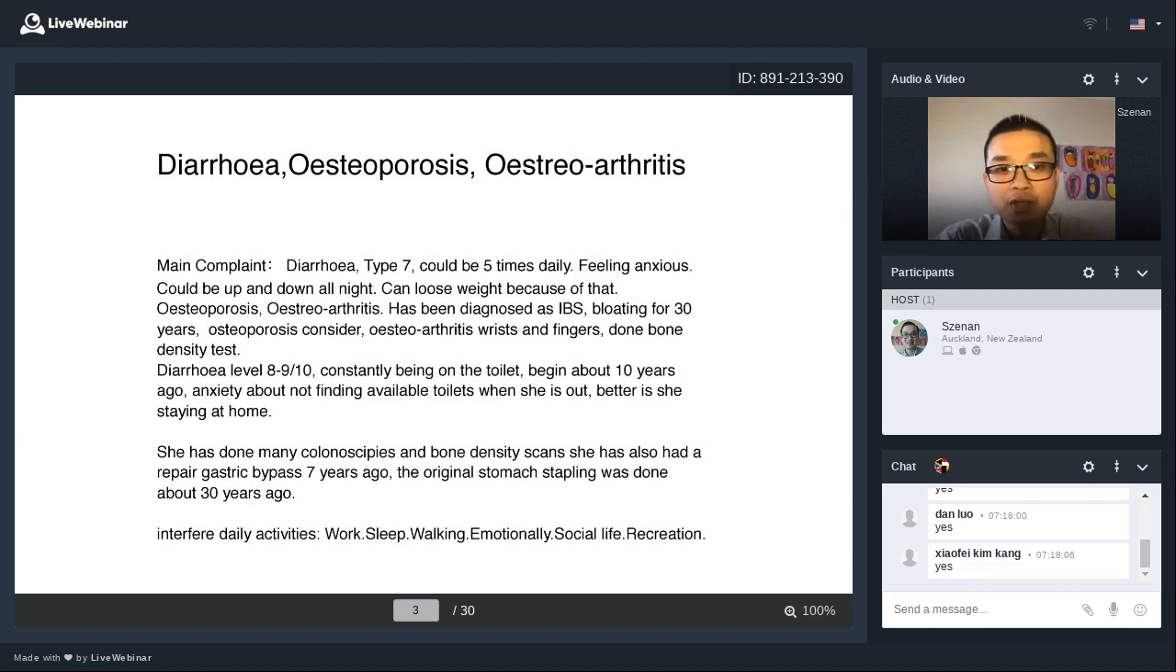So this patient's type 7 could be 5 times daily, okay? And she feels anxious. We have a very complete form that the patient needs to fill in, and this is what the patient filled in herself. Then I copy and paste it into my notes and change it a bit according to what she put. Could be up and down all night, which means she told me that sometimes every hour she needs to get up to go to the toilet. This is how bad it is, okay? Can lose weight because of that.